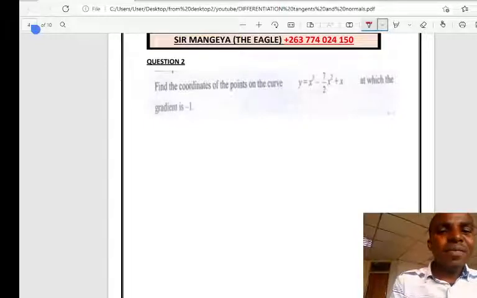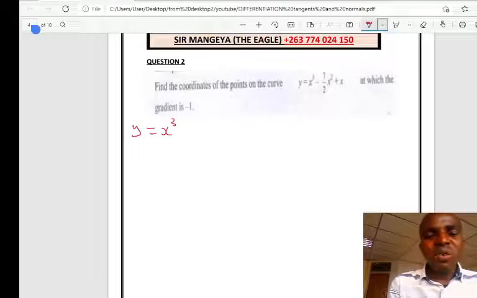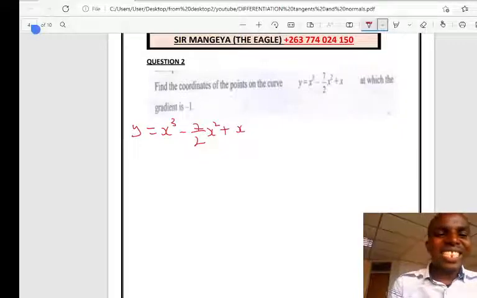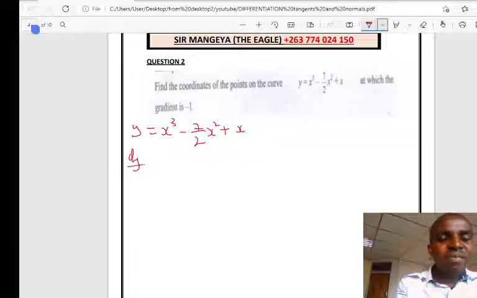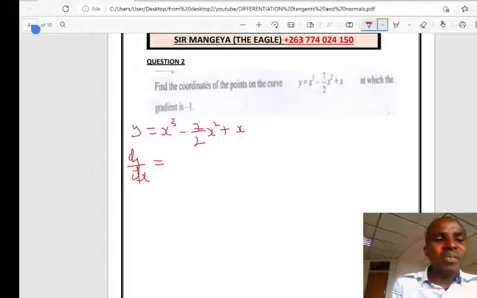Right, first thing, let me rewrite. It's y equals x cubed minus 7 over 2 x squared plus x. That's the equation of the curve. Then what will be your dy/dx first? That's the gradient. So you find the gradient, then equate to minus 1, because you are given that the gradient is minus 1.